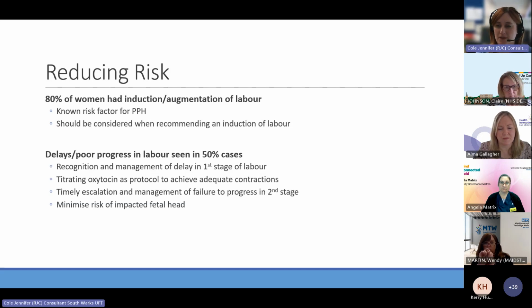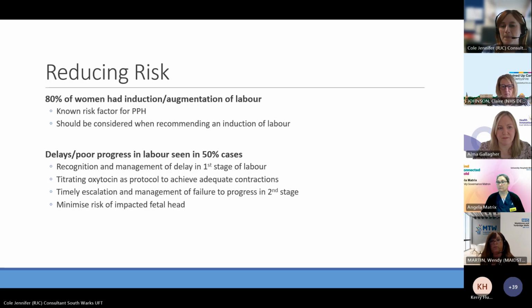For about half of the women that we looked at that did labour, there were delays in labour or poor progress, and particularly in the first stage of labour, that wasn't recognised or was recognised late, or perhaps wasn't managed in a timely manner. We also found that for women that were having an induction or augmentation of labour, often our intrapartum oxytocin wasn't titrated as per protocol to achieve adequate contractions. Similarly, around failure to progress in the second stage, there were missed opportunities where we could have escalated to perhaps the obstetric team sooner to allow for a more timely management plan.